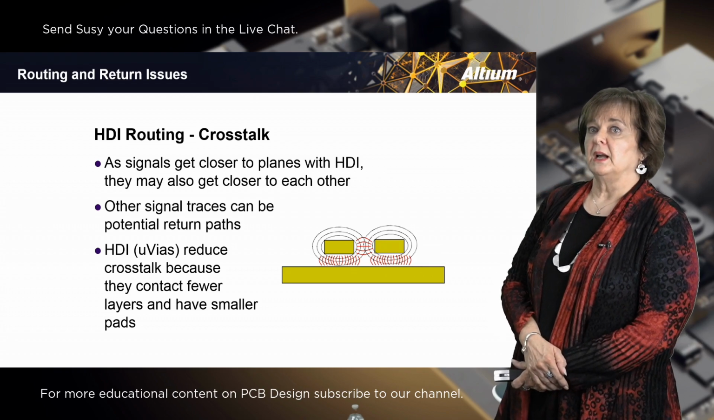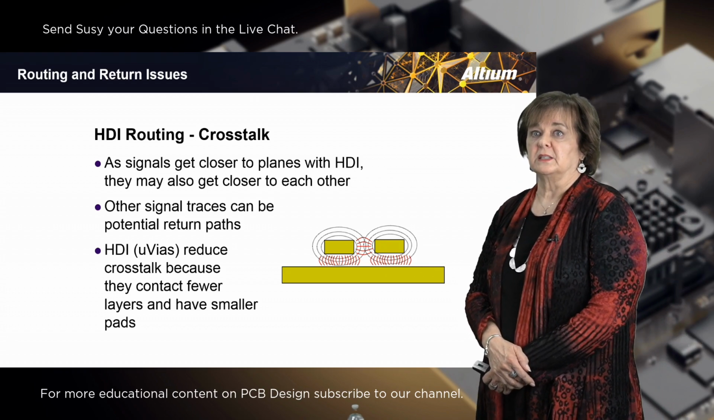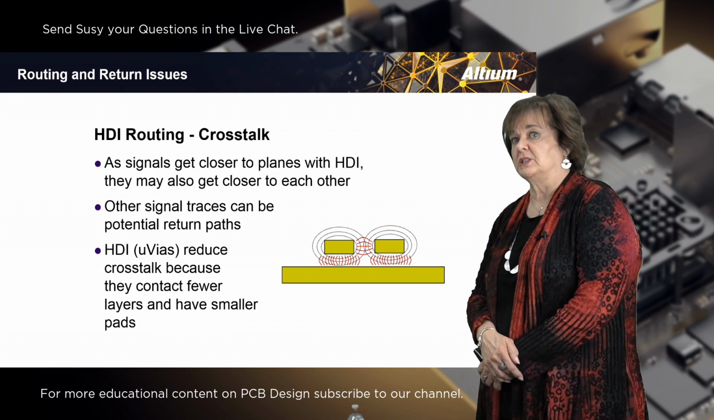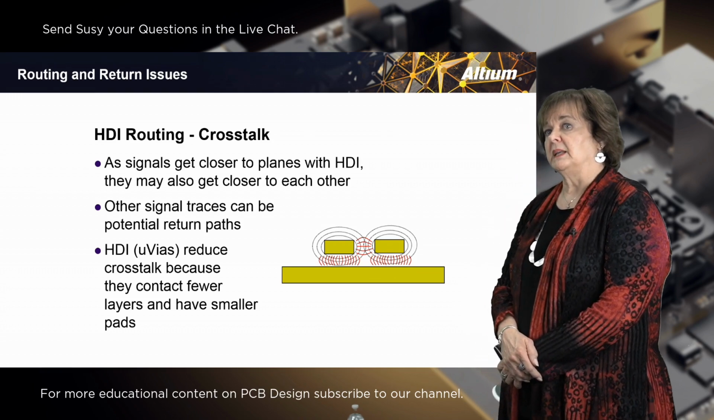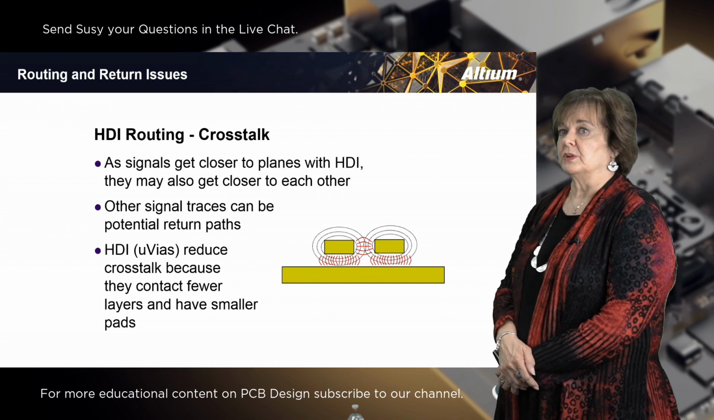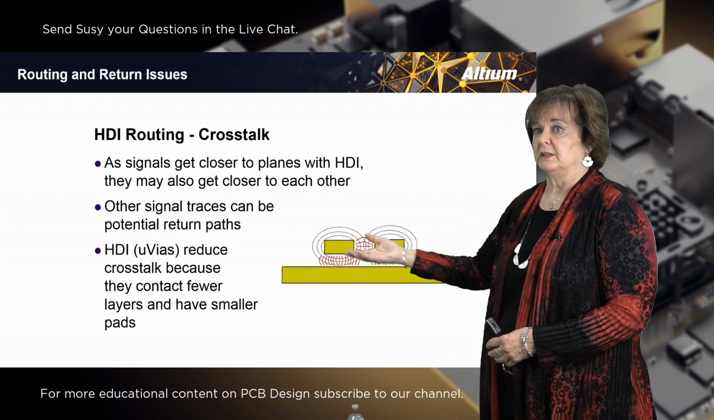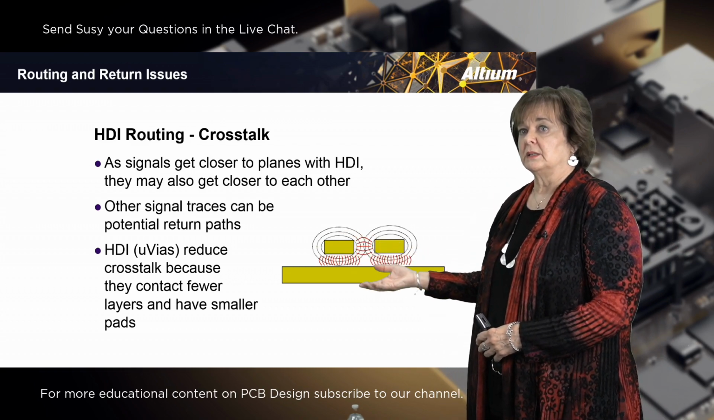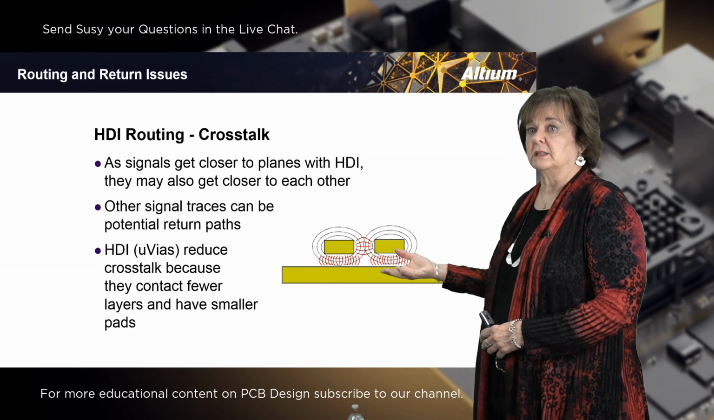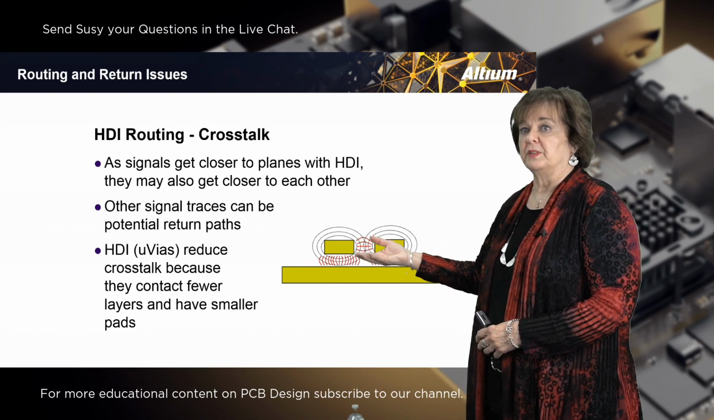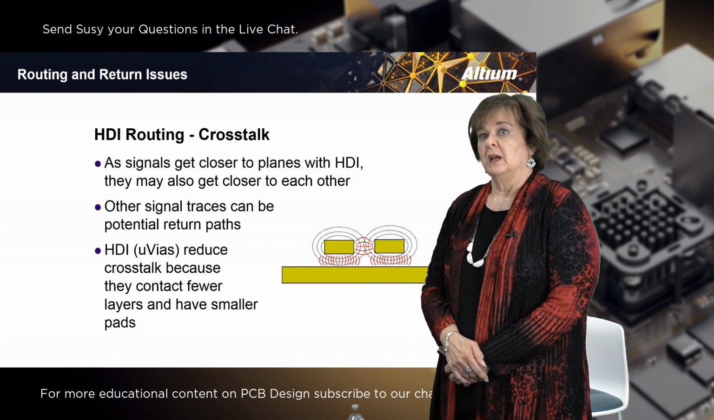Think about HDI routing with crosstalk. As the signals get closer to the planes with HDI, they may also be getting closer to each other, and of course that creates more possibility of interaction between them. Not just having this as a good thing, but having more of this as a difficult thing.